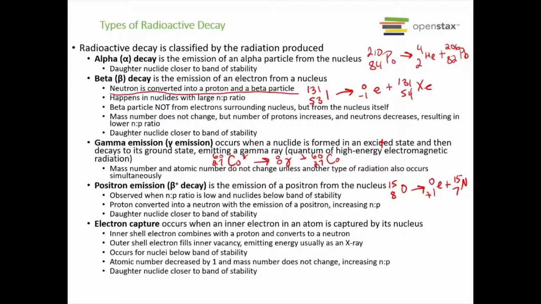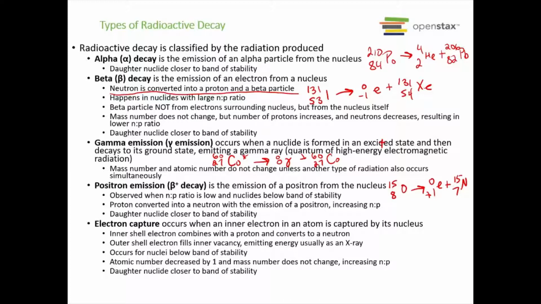One of the ways that it is determined whether something goes through positron emission or electron capture has to do with kinetic factors. Whichever one between those two has the smaller activation energy is more likely to occur. They are similar in that they are both observed at a low N to P ratio, below the band of stability. So it really just depends on kinetics which one will occur.